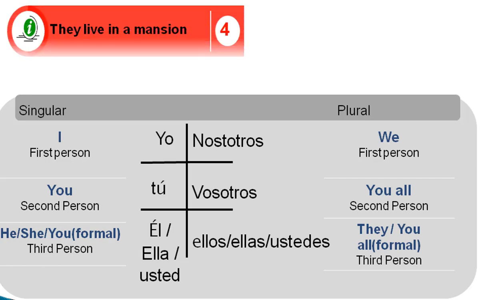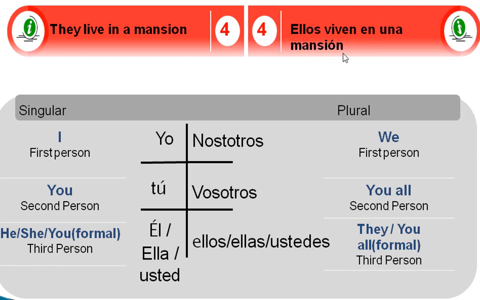Alright, last one. They live in a mansion. So we are talking about Ellos and Ellas. So, Ellos viven en una mansión. Mansión is the term for mansion. Note this, a little accent over here, so a little bit of stress. Mansión. Ellos viven en una mansión.